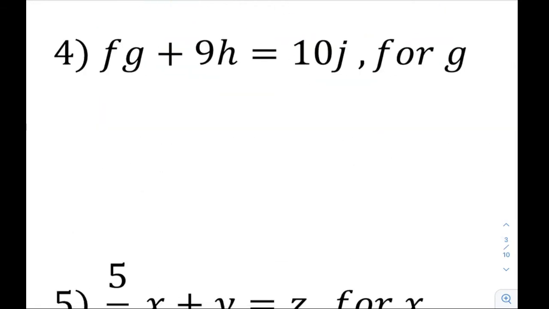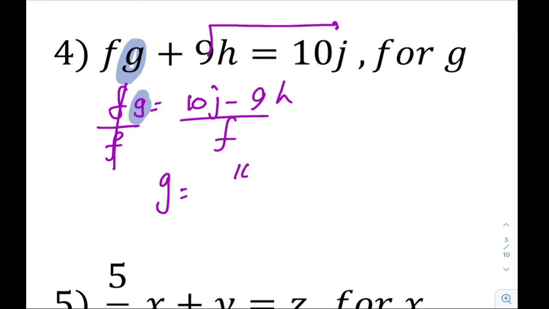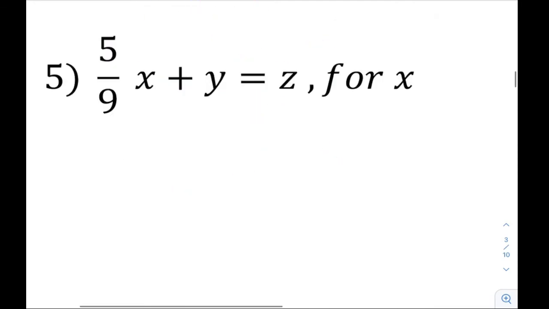Okay, now we are also solving for g. So we will take this term, 9h. We need g again. g is multiplied by f, so I will divide both sides by f. So our g is 10j minus 9h over f.